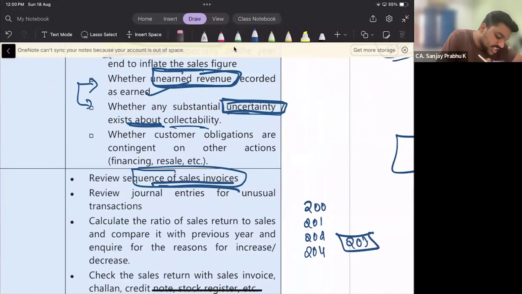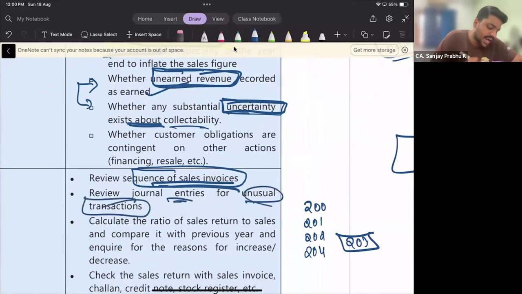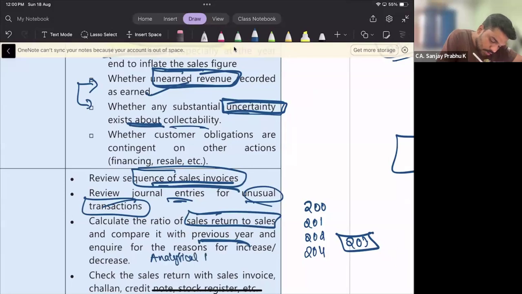Okay, review the journal entries for unusual transactions. Calculate the ratios of sales return to sales and compare it with the previous year. Means you are performing an analytical procedure. What do you mean analytical procedures are comparison? You are comparing the sales return of the current year to the sales return of the previous year, so that if there is any unusual fluctuation, you can go for investigation.